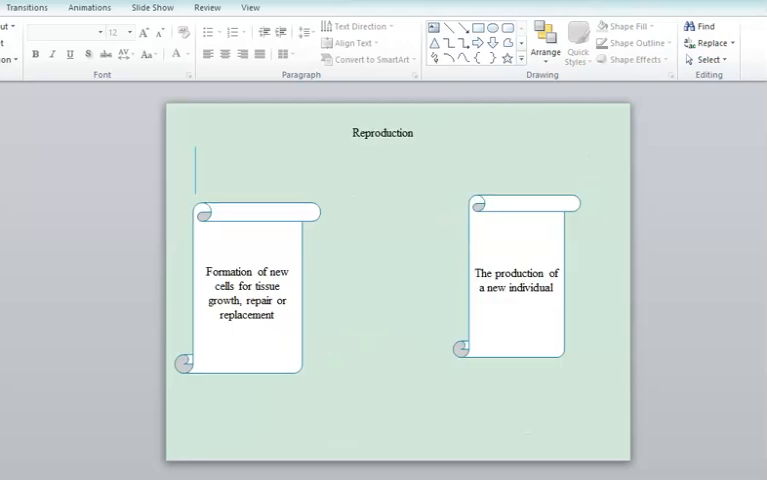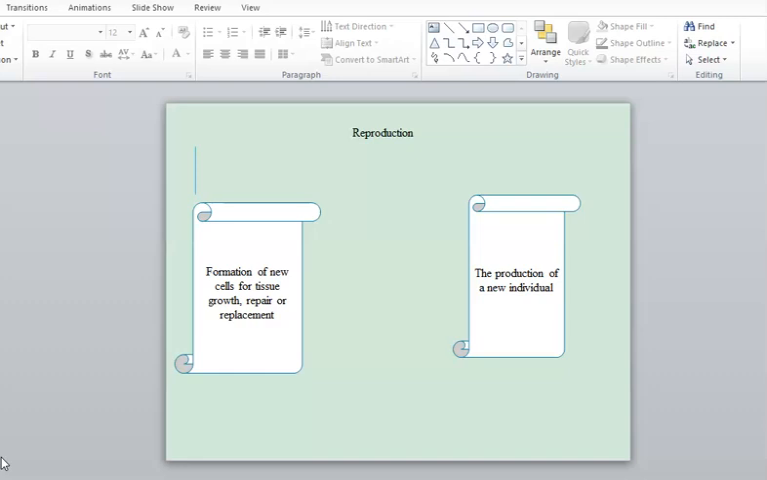Then next is reproduction. It is the formation of new cells for tissue growth, repair or replacement, or it is the production of a new individual. So reproduction usually occurs through the process of cell division. The first one, that is formation of new cells for tissue growth, repair or replacement, happens by cell division called mitosis.